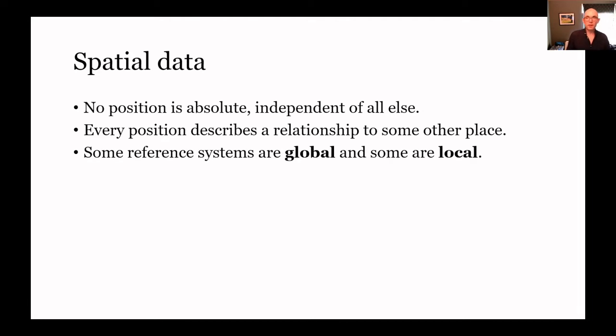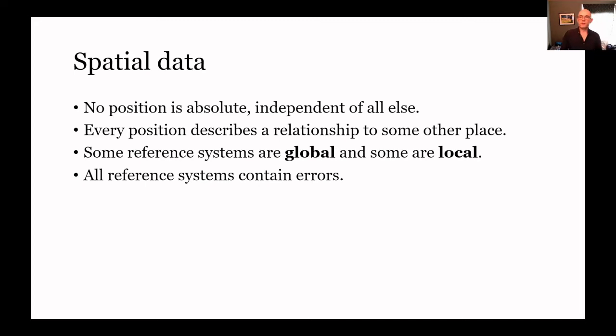Some of these will be global references. We'll have a system that places us in reference to a starting point on the Earth, and the reference system will cover the entire globe. And others will be local. Some of the local systems are connected to the global systems, others are completely free and independent of the global systems.